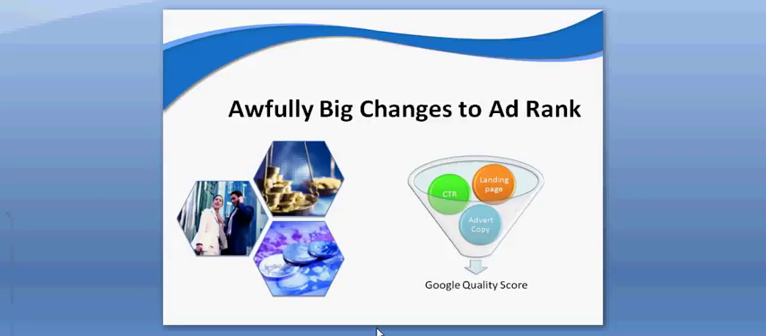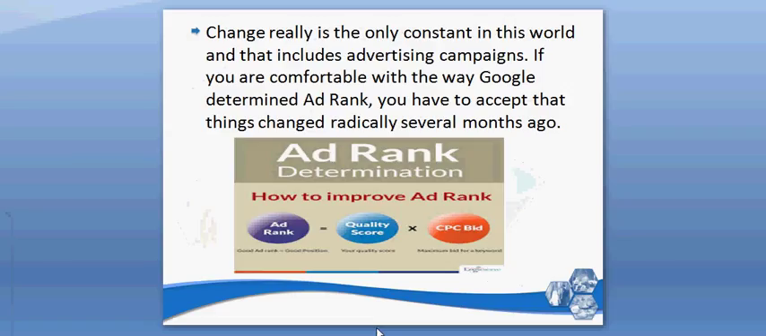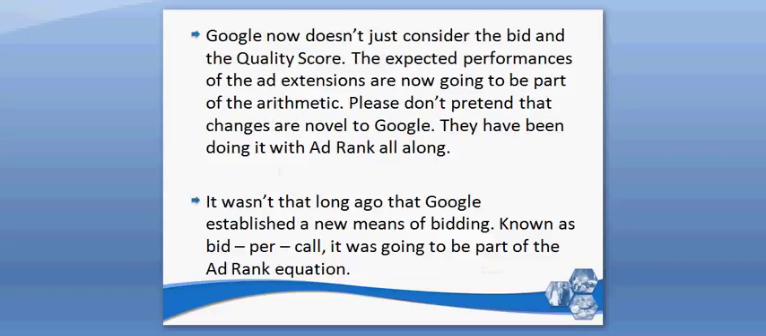Relatively big changes to ad rank. Change really is the only constant in this world, and that includes advertising campaigns. If you are comfortable with the way Google determined ad rank, you have to accept that things changed radically several months ago. Google now doesn't just consider the bid and the quality score. The expected performances of the ad extensions are now going to be part of the arithmetic.